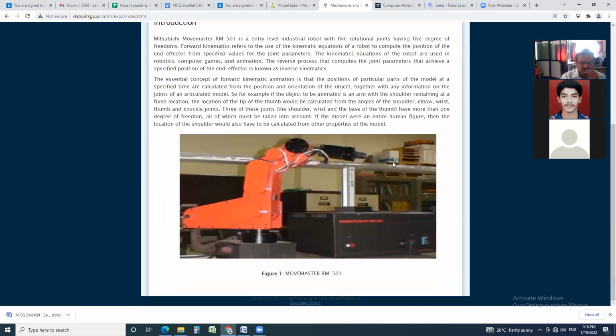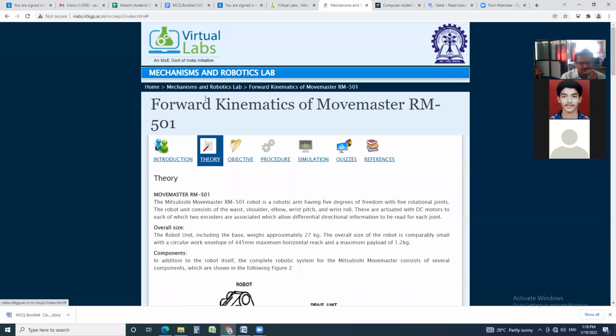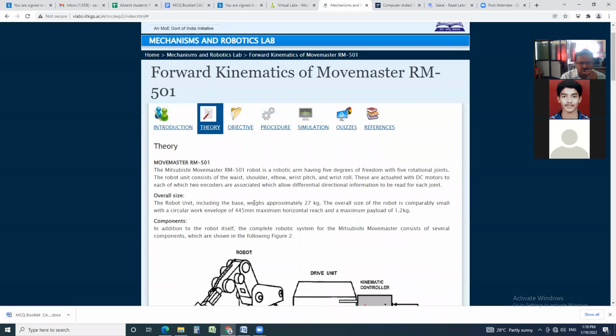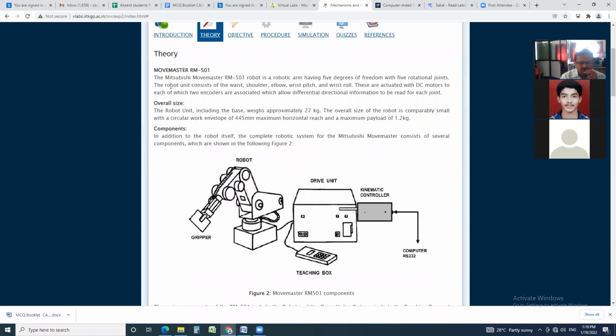Therefore, this is the introduction of this MoveMaster RM501. This is the diagram. This is the robot manufactured by Mitsubishi. Now we will see theory. Theory MoveMaster RM501. See here. The Mitsubishi MoveMaster RM501 is a robotic arm having 5 degrees of freedom with 5 rotational joints.